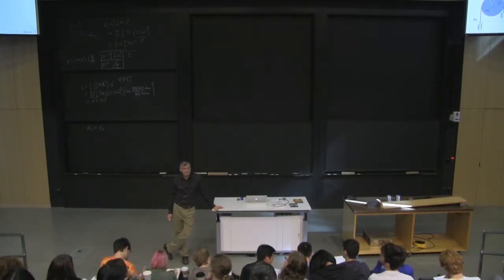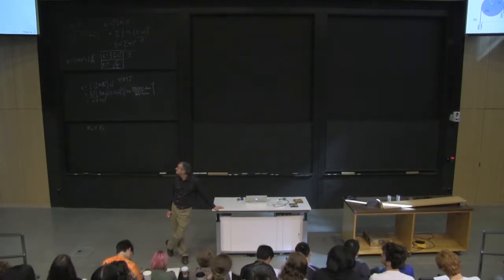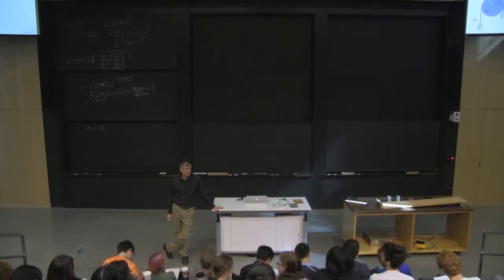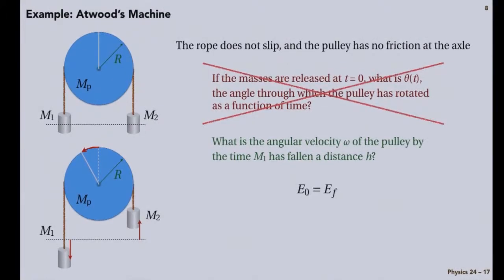Is it clear that energy should be conserved? Yeah. So what's happening is that we're trading off some gravitational potential energy and converting it into kinetic energy. So if we pick the reference height for gravitational potential energy to be the initial height of the masses, what's the initial energy? Zero. It's not moving, and neither of them has gravitational potential energy.